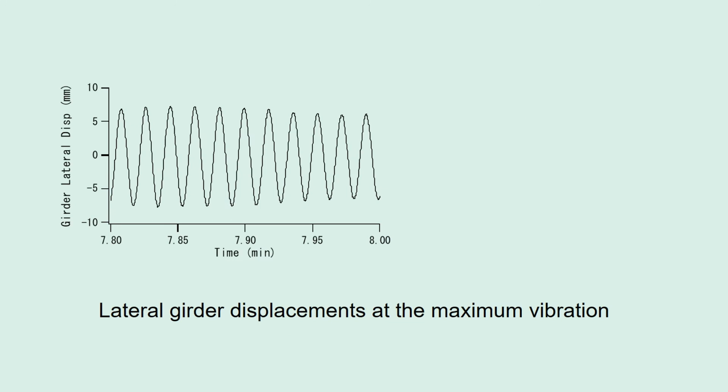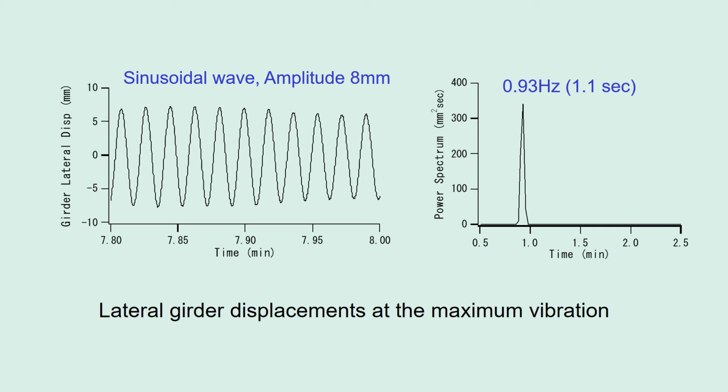This is the close-up of the girder lateral displacements at the maximum vibration. It shows a clear sinusoidal wave with an amplitude of 8 millimeters. It is converted to the power spectrum, which has a sharp peak at a frequency of 0.93 Hz, or a period of 1.1 seconds.